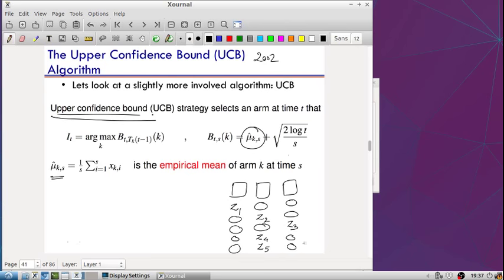I'm going to take these numbers. There's going to be one per arm, right? Which means I'm going to have k numbers. I'm just going to take that arm which has the highest number. That's all this means. Okay.